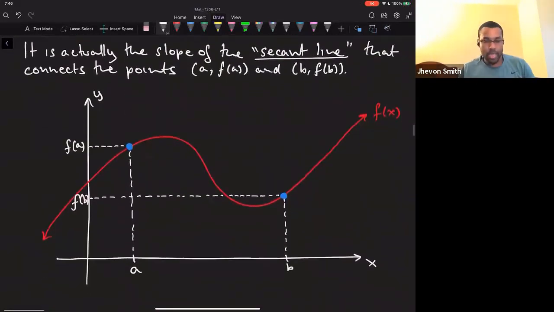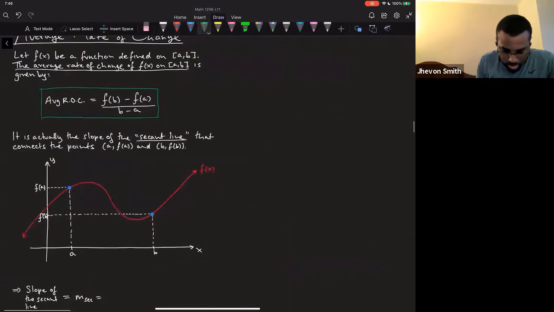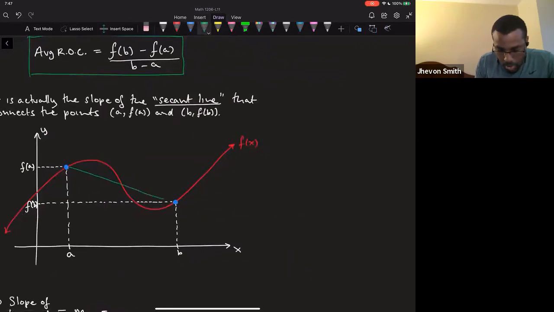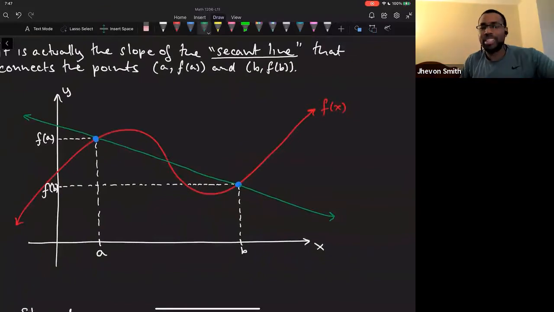A secant line is a line that connects two different points on the function. So here's my pretend function f(x). Oh boy, am I going to be able to draw a straight line here? Okay, it's not so bad. That could have been much worse. All right, so this green line here is called the secant line. It's a line that cuts through a function at two points.